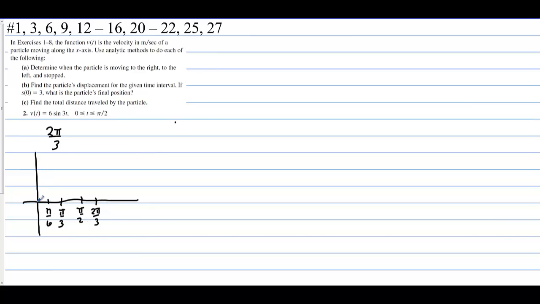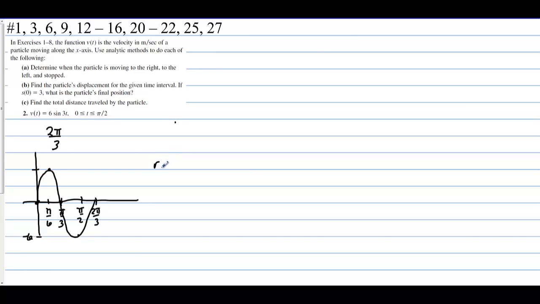Sine starts at 0, and the amplitude is 6. So this graph will go up to 6, back down to 0, down to negative 6, right here, and then back to 0. There's the graph.